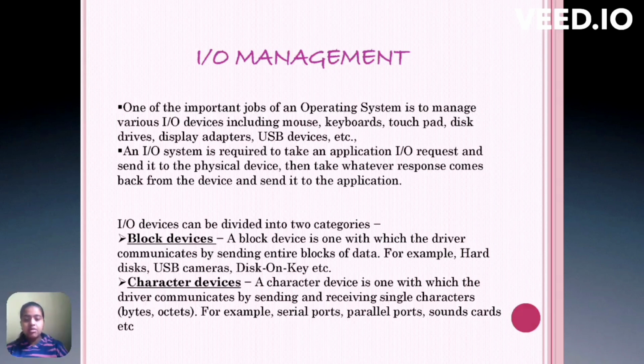Block devices. A block device is one with which the driver communicates by sending entire blocks of data. For example, hard disks, USB cameras, disk on key, etc. Character devices. A character device is one with which the driver communicates by sending and receiving single characters, bytes, or octets. For example, serial ports, parallel ports, sound cards, etc.